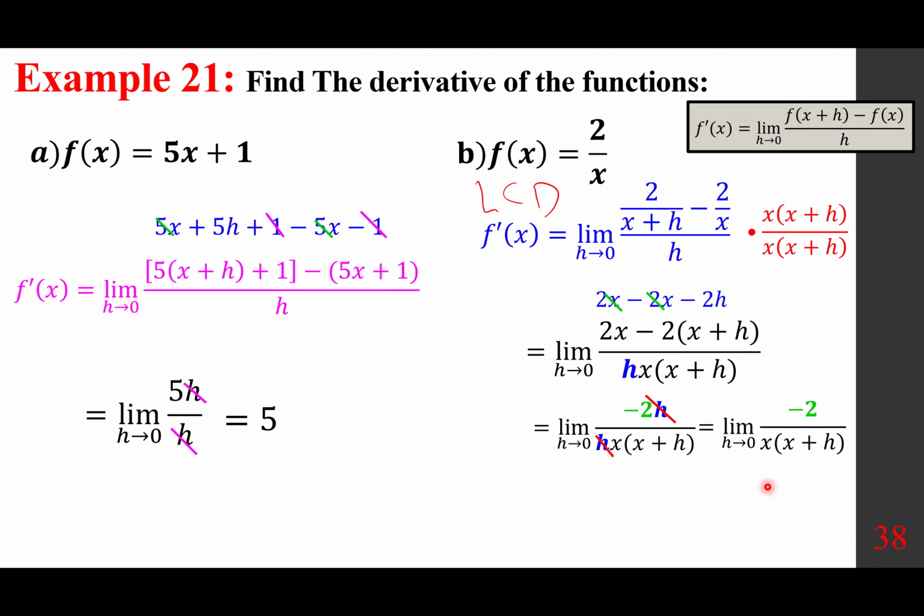Now this expression, if we plug in h equals 0, we get x times (x plus 0), or simply x times x. So f prime of x is negative 2 over x squared. And that's the final answer, everybody.